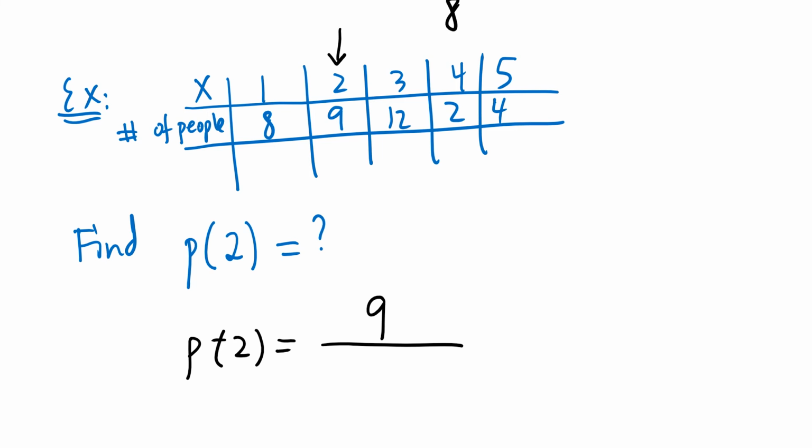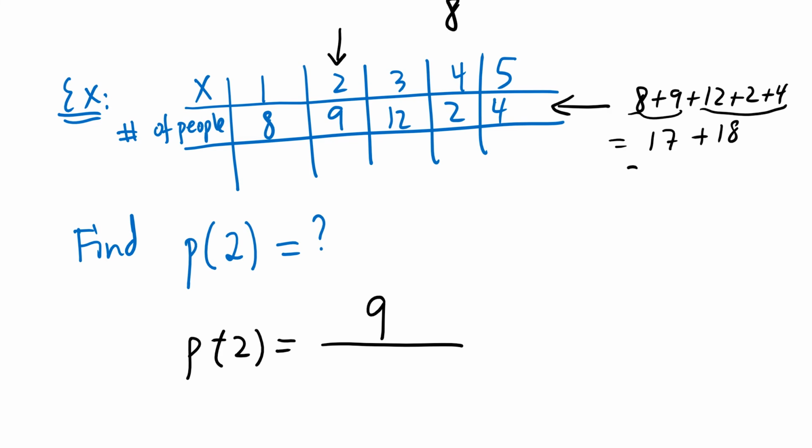Now, what's the total number? Total number of people. It's here. We add them up: 8 plus 9 plus 12 plus 2 and 4. What is that going to be? This is 17. This is 12, 14, 18. 18 plus 17, 35. So we got 35. 9 over 35, and it can't be reduced. So that's the probability of getting 2.